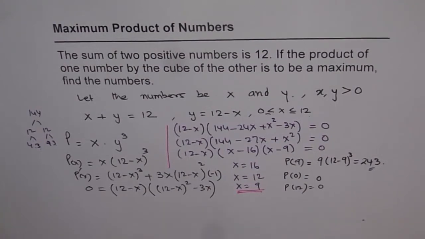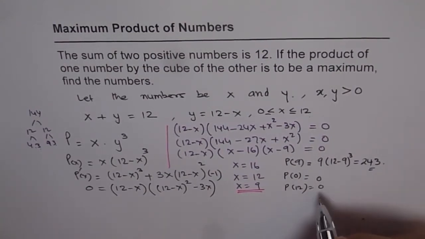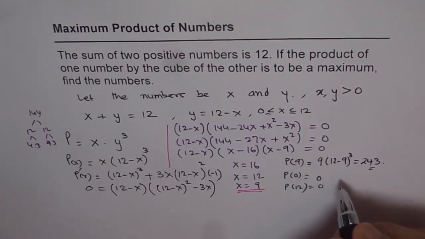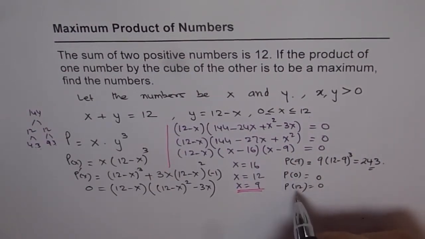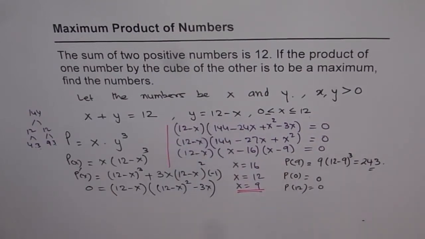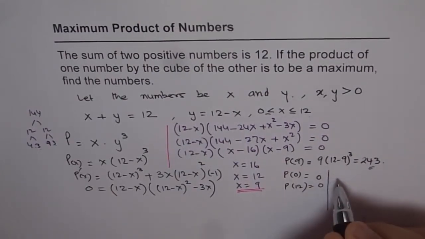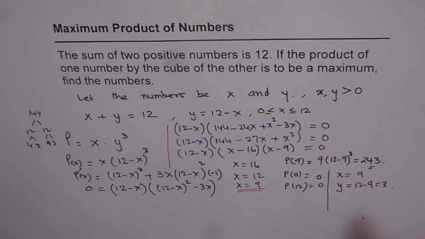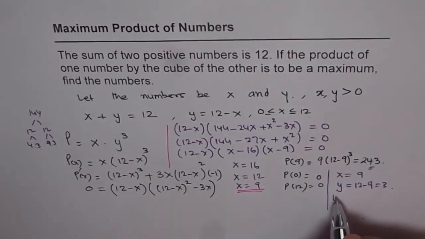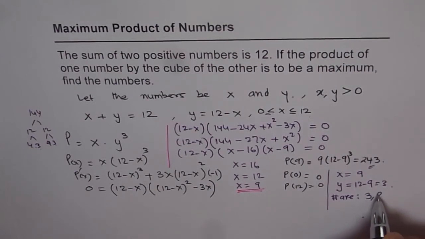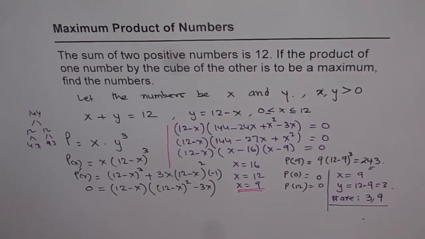And therefore, we can say that our answer here is that x is 9. If x is 9, what is the value of y? y will be 12 minus 9, right? So we can write down our answer, that is x equals to 9 and y equals to 12 minus 9, which is 3, correct? So the numbers are 3 and 9, correct? So that is our answer.